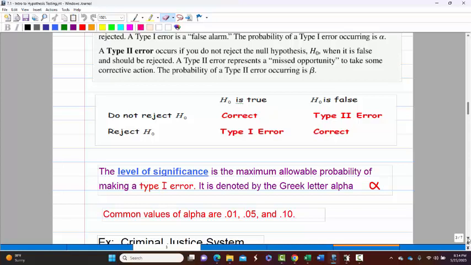So when we start reading problems, it can either say the level of significance is 0.05, or it can show this Greek letter alpha and say alpha equals 0.05. We just need to know that that's the same thing no matter how it's shown, either way.